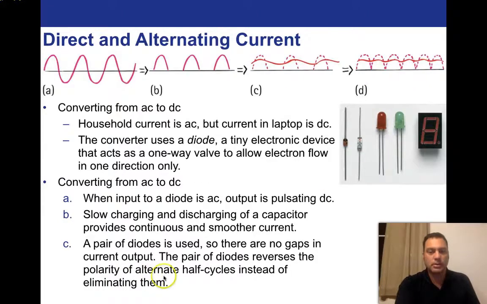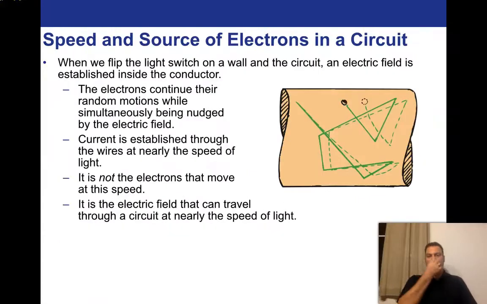Is there anything in here? The pair of diodes reverses the polarity of alternate half cycles instead of eliminating them. Okay, so we've covered that. All right, so let's go back to speed and source of electrons in a circuit.